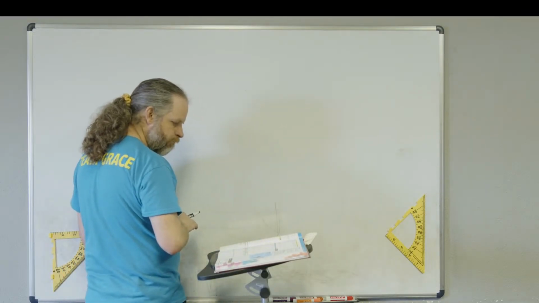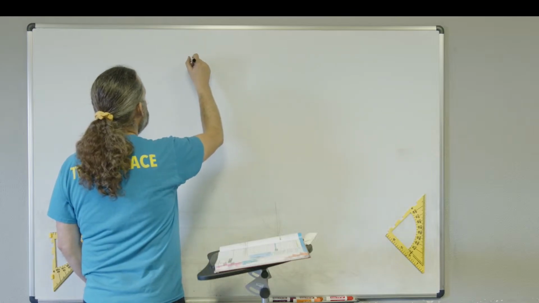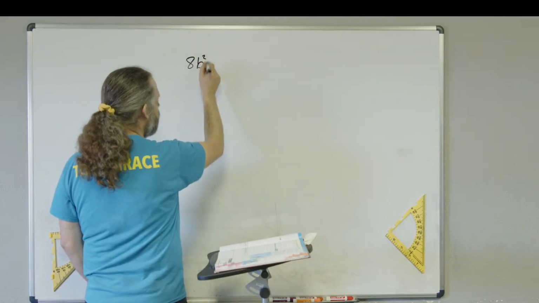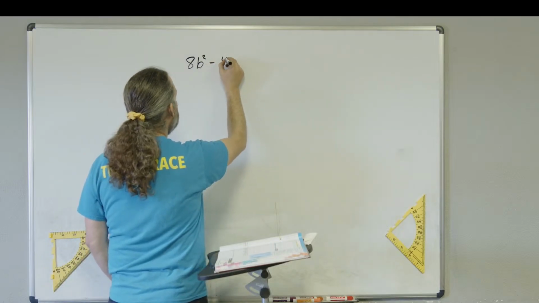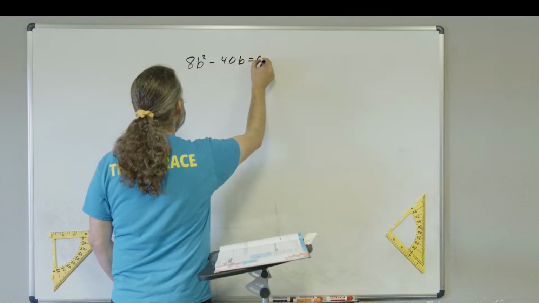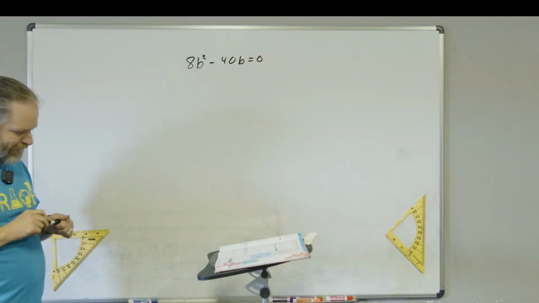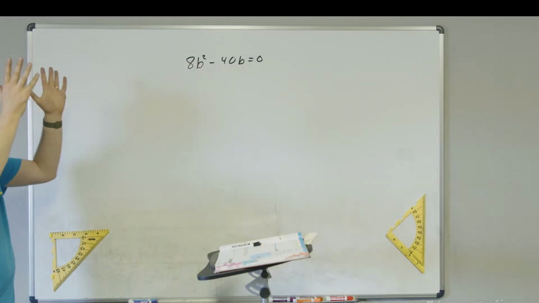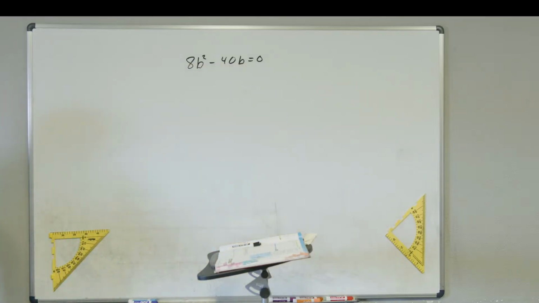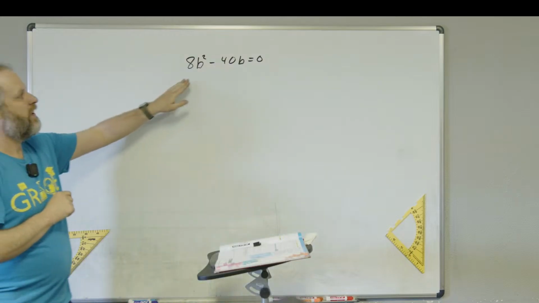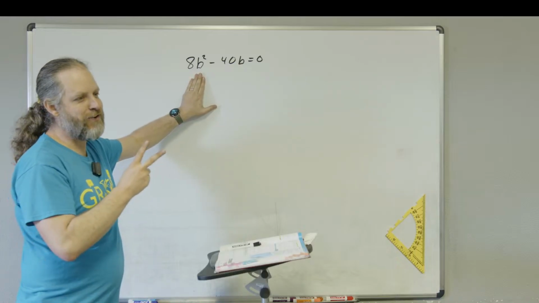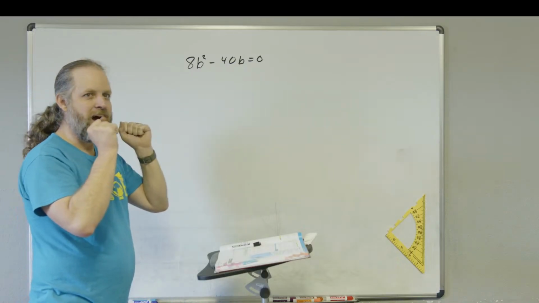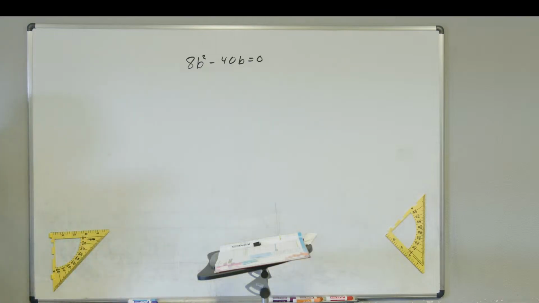We're going to do this one first. 8b squared minus 40b equals 0. Now, something needs to begin screaming in your brain. Whenever you see an equation, what is an equation? What does that mean? Yeah, you've got an equals. Whenever you see an equation and it has a squared in it, a second degree polynomial, what should be screaming in your brain is, I'm probably going to need to factor this, because that's the easy way to solve them.